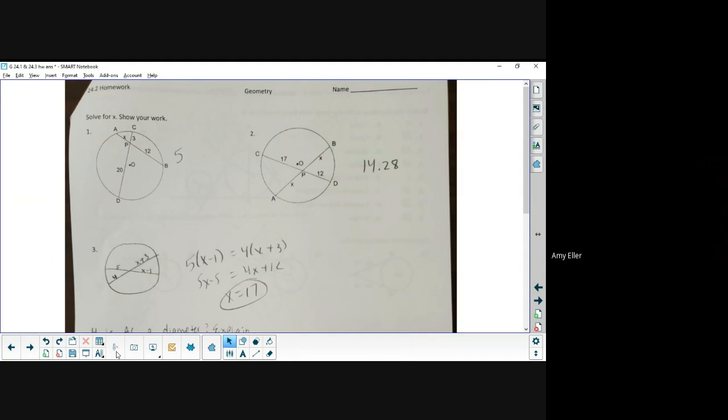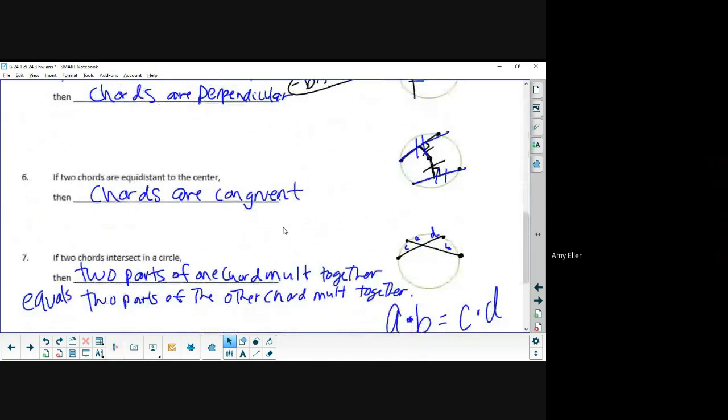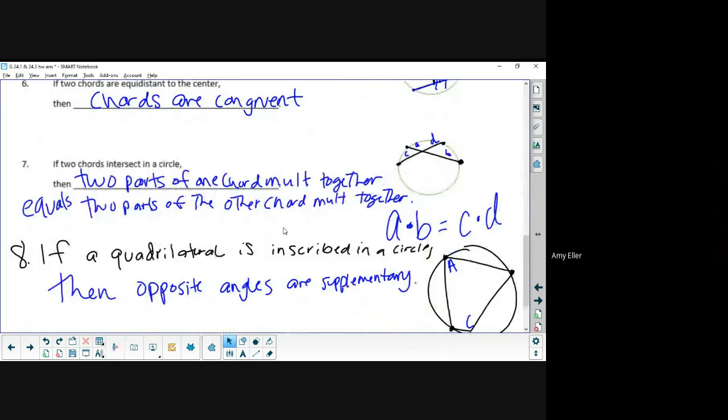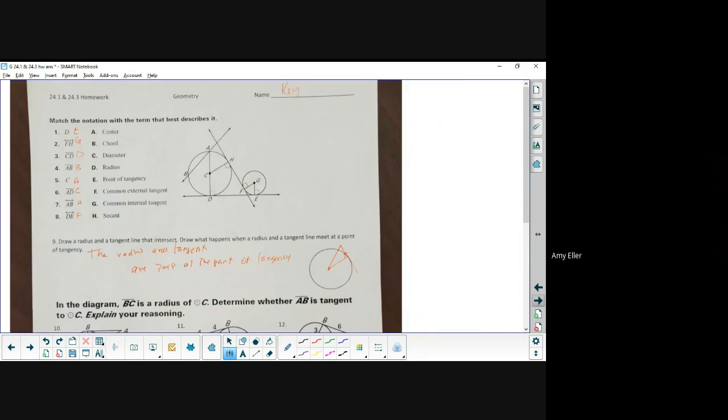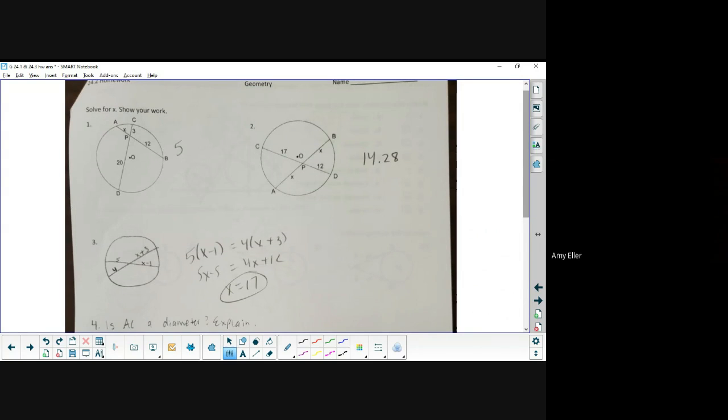This is homework 24-2, and the first 3 problems deal with this theorem. If 2 chords meet in a circle, then the product of one chord multiplied together equals the product of the other chord multiplied together. So again, you might not be able to see it from where you're sitting, but you can look at your paper. Here's one chord, x and 12 will get multiplied together. Here's the other chord, 20 and 3 will get multiplied together. Then you just do your algebra.